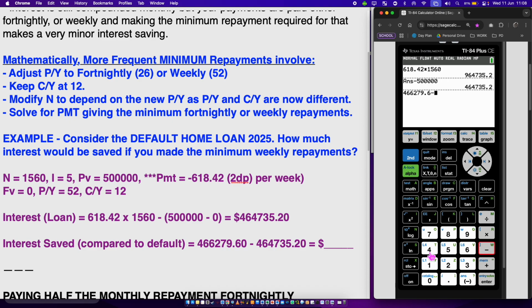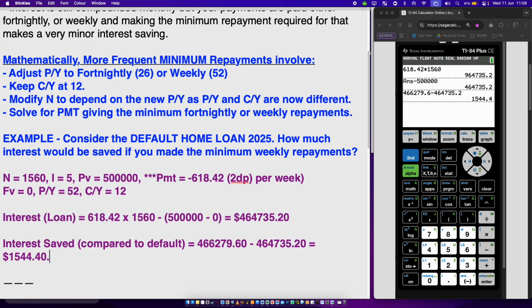466,279.6 minus 464,735.2. You're only going to save $1,544.40. Does that seem like a strong strategy, to choose to pay more often, but the absolute minimum amount more often? No, if it's going to save me not even $2,000 over the life of the loan, probably not worth it.